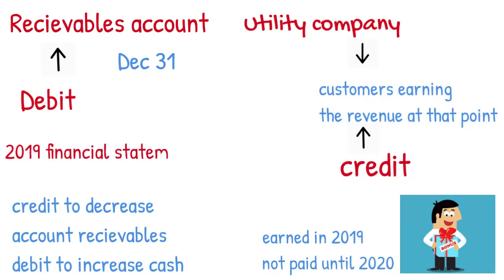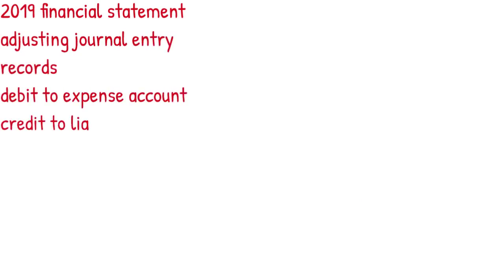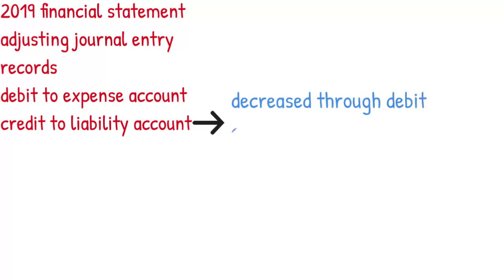The 2019 financial statements need to reflect the bonus expense earned by employees in 2019 as well as the bonus liability the company plans to pay out. Therefore, prior to issuing the 2019 financial statements, an adjusting journal entry records this accrual with a debit to an expense account and a credit to a liability account. Once the payment has been made in the new year, the liability account will be decreased through a debit and the cash account will be reduced through a credit.